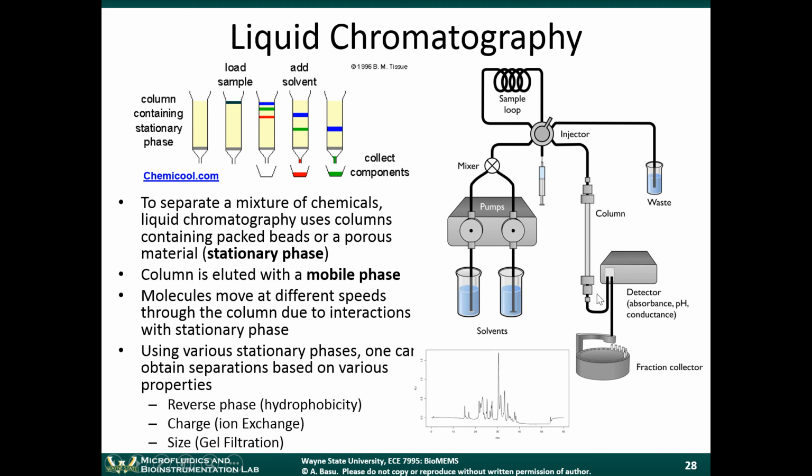The molecules come out at different rates. If you want, you can collect them. So that's what this fraction collector is. Before the fraction collector, there's some sort of detector. And the detector is monitoring the chemicals that come out of the column. Okay, usually it's based on some type of light signal.